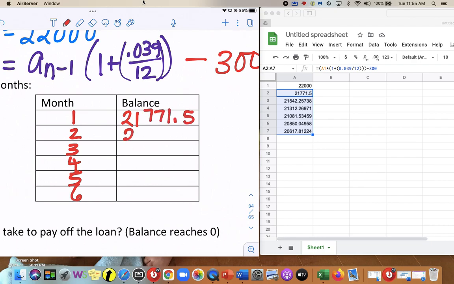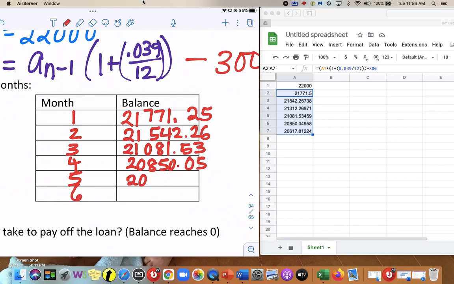$21,771.5. After 2 months, it's $21,542.26 if I round. And if I round this one, I put 5, but it's 0.25. The next month, it's $21,081.53. The next month, it's $20,850.05. The next month, it's $20,000. Am I missing one? Okay, the first month, the second month. Oh, I missed the third month. Whoopsies.